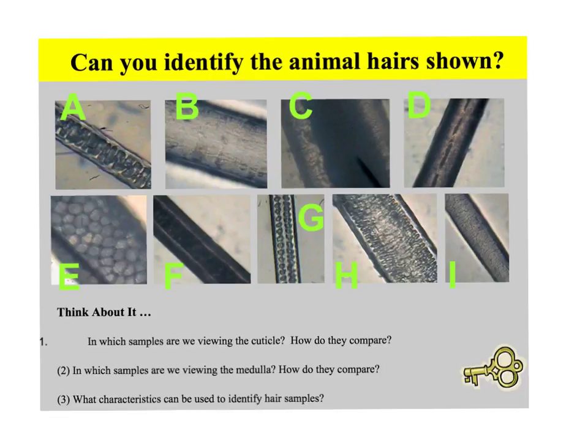So see if you can identify a couple of things. In which samples would you say we're seeing the cuticle of the hair? In which samples are we seeing the medulla? And which of these are animal hairs? Or sorry, which of these are human hairs? So go ahead and pause the video and take a few minutes and see if you can identify which are animal hairs and which are human hairs.